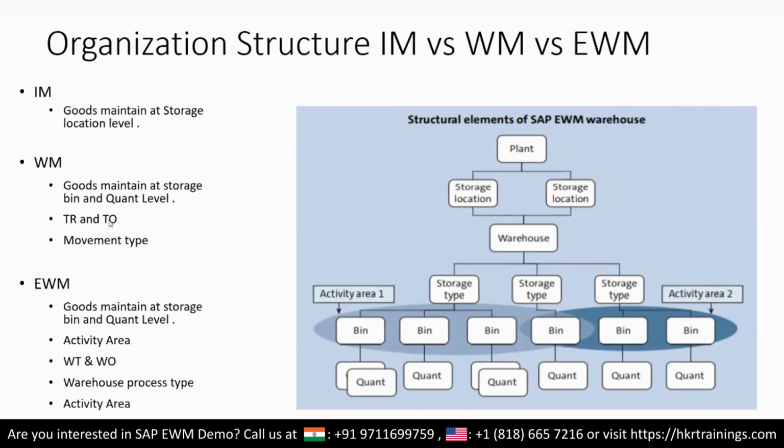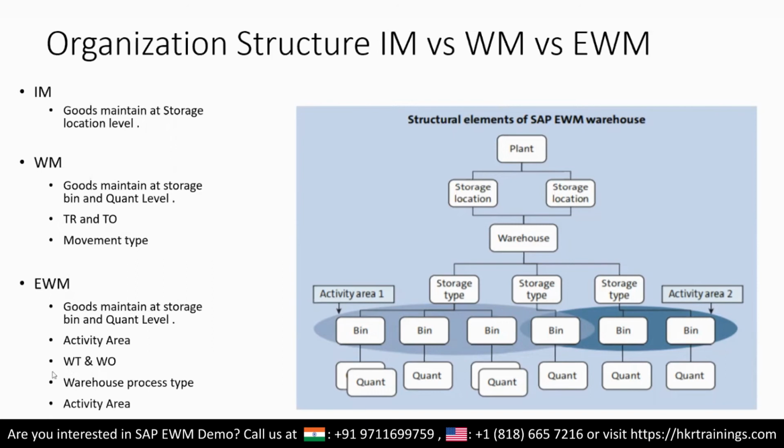Then in WM, we have movement types. Whenever I want to track the movements of the material, either it is a goods receipt movement, I'm doing any goods receipt in the warehouse, or I'm issuing the material to the customer, or if I'm moving the material from one storage type to another storage type, we have different movements like 101, 601, 641, 999. So these are the different movements that we basically have in the previous or classical ECC system. Now those movement types are basically replaced by the warehouse process type in EWM.